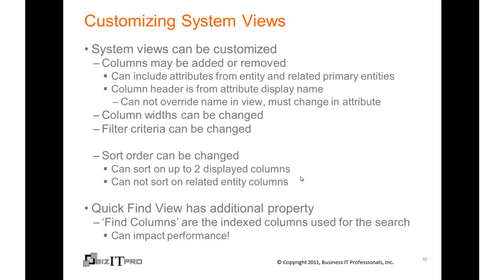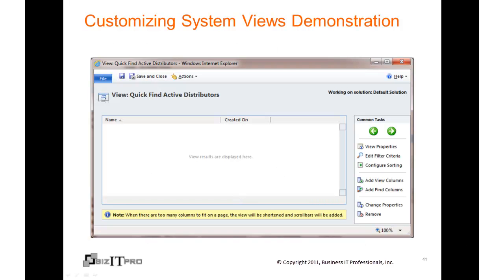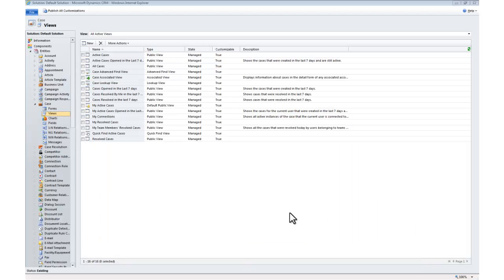And the quick find view has one additional property called find columns, which are the index columns used for the search. Be careful not to click too many of these columns because it can have an impact upon performance. So now let's take a look at customizing some system views. We'll start with customizing in the case entity. It has a lot of built-in views. So let's start with the default public view, which is My Active Cases.